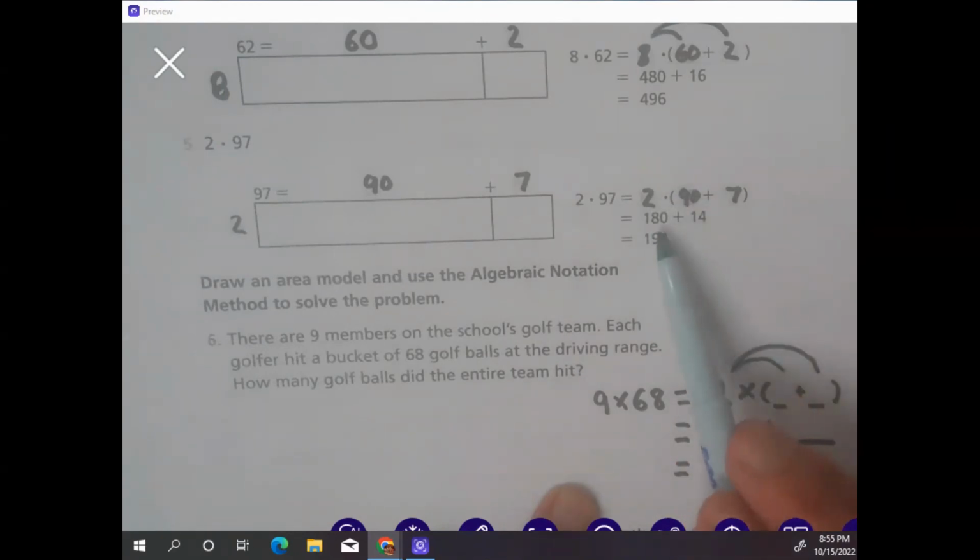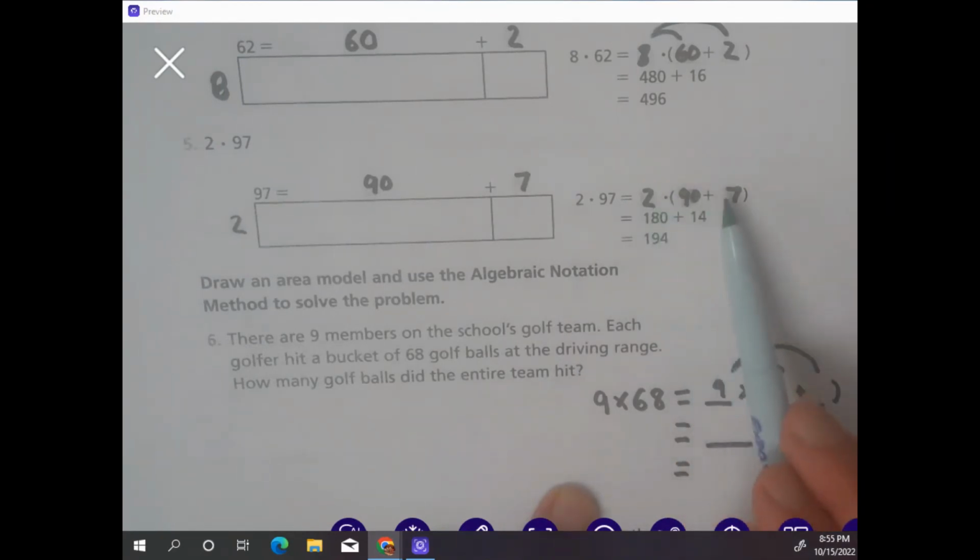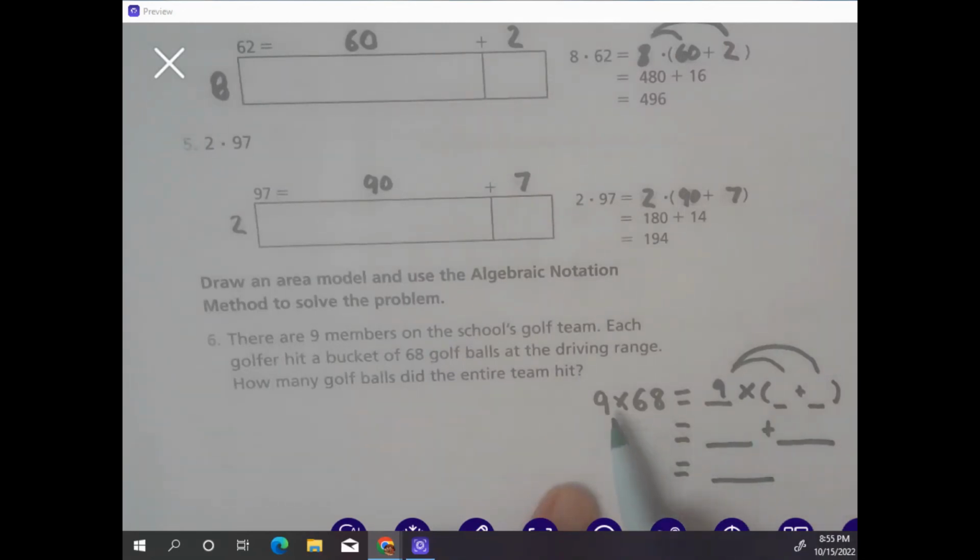2 times 90 was 180. 2 times 7 was 14. So you're going to multiply 9 times that number, 9 times that number, and your 2 answers are going to go here. You'll add those 2 sums, and that'll be your final answer. And that is the answer to 9 times 68. When you have that done, you can go ahead and show me your answer.